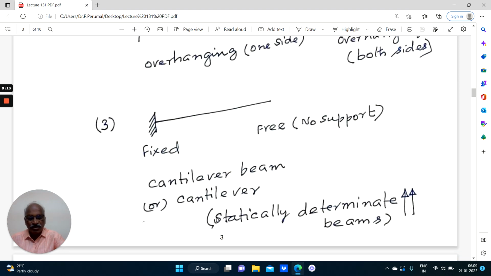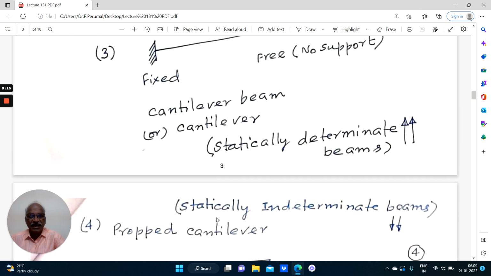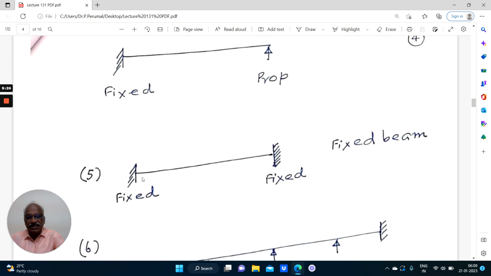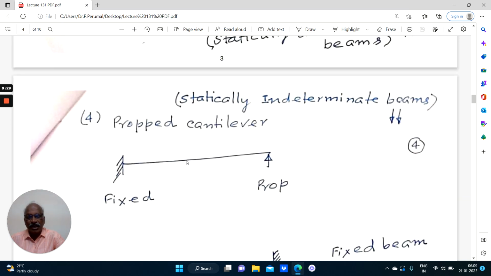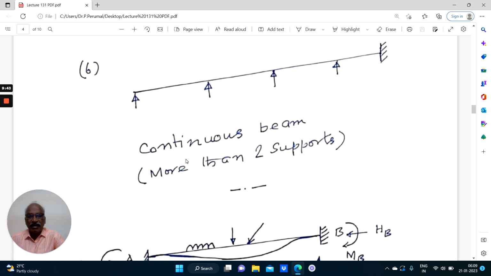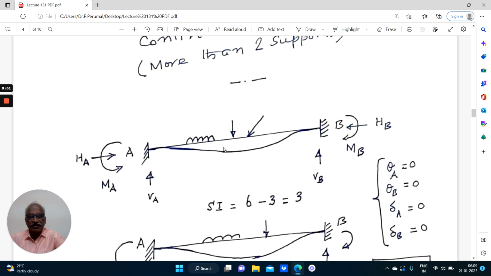Now the types of beam we are going to discuss hereafter will be statically indeterminate beams. Namely, a propped cantilever is a statically indeterminate beam. And a fixed beam is a statically indeterminate beam. That is, the basic conditions of equilibrium alone will not be sufficient for the determination of bending moment or shear force or slope or deflection. We have to look for additional conditions. That is what is called statically indeterminate. Now, a continuous beam, resting on more than two supports. So these are all statically indeterminate beams.